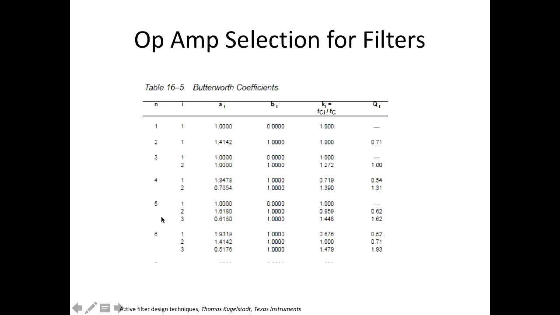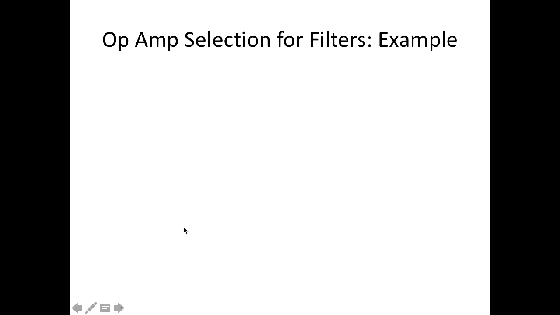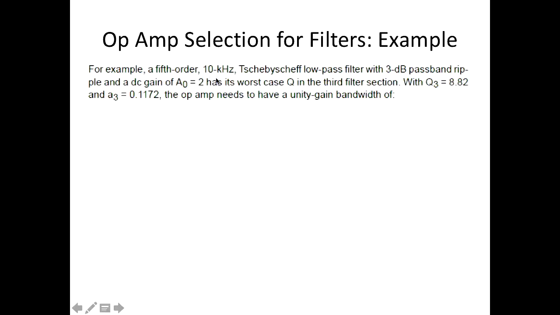So what is the fifth order here? You need 3 stages. A fifth order 10 kilohertz Chebyshev low pass filter with 3 dB pass band ripple, and a DC gain A0 of 2. See, that is the gain. The DC gain of 2 has its worst case Q in the third filter section.